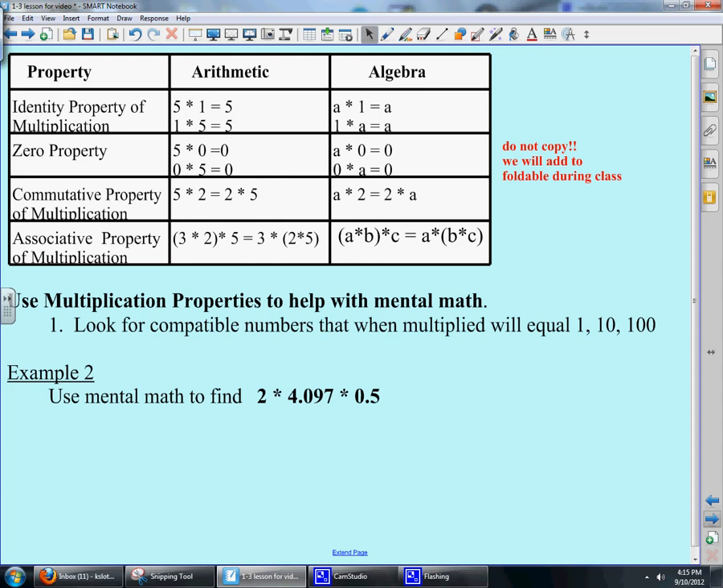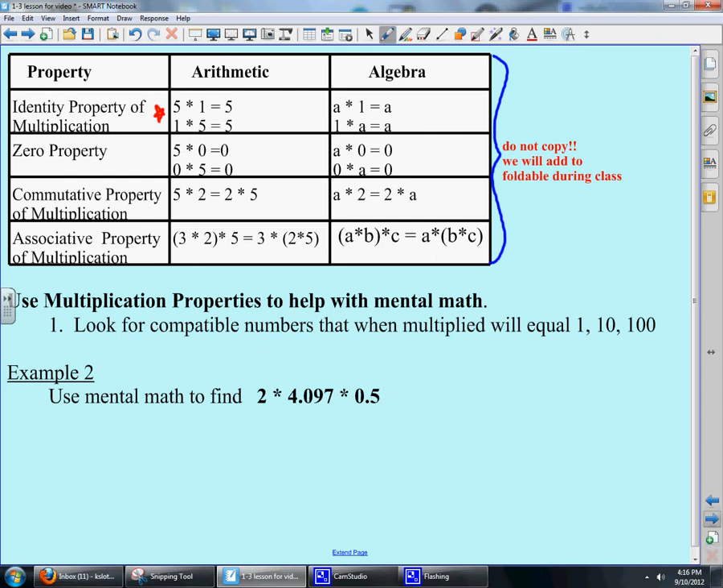Next, we're going to talk about the properties. Again, you do not have to copy down this box in your notes because, like yesterday, we're going to put this in a foldable when we're done with the lesson. So the 4 properties we're going to look at. The first one is the identity property of multiplication, and basically what that says is any number times 1 is going to equal that number.